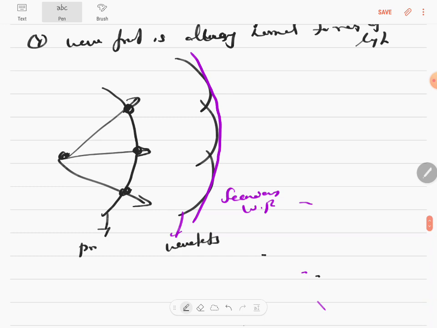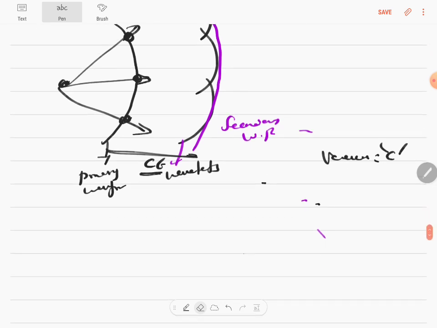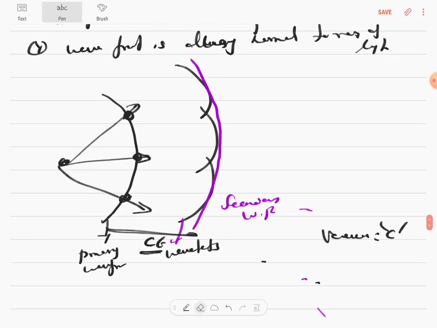These are primary wavefronts. At any instant of time t, if it's traveling in vacuum, then the velocity is c, and the distance moved by it will be c into t, because velocity is distance by time, so distance is velocity into time, which is ct. So the distance traveled by it at any instant is ct. And this is the way you have to draw.